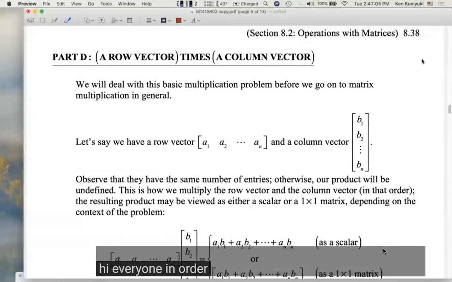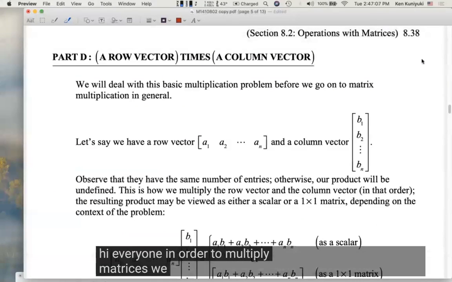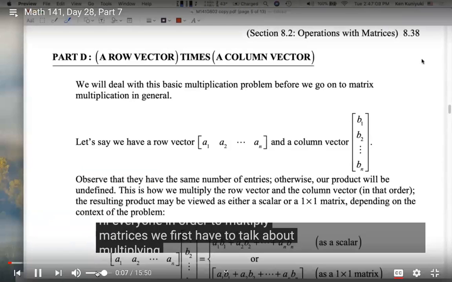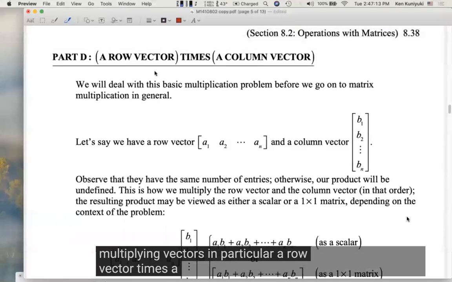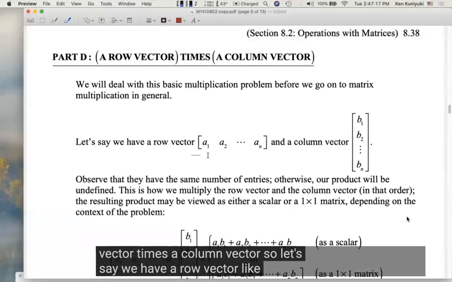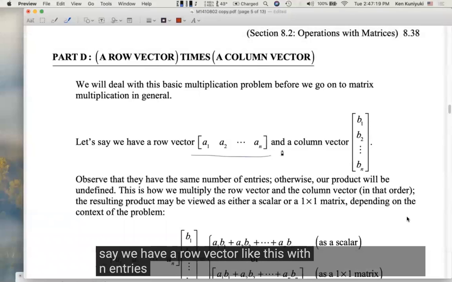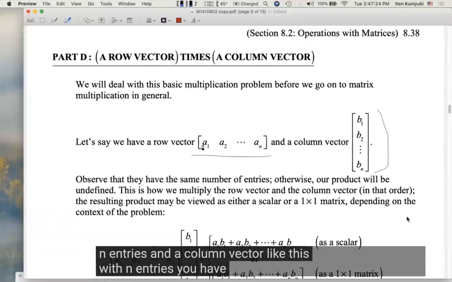Hi, everyone. In order to multiply matrices, we first have to talk about multiplying vectors. In particular, a row vector times a column vector. So let's say we have a row vector like this with n entries, and a column vector like this with n entries. You have to have the same number of entries.